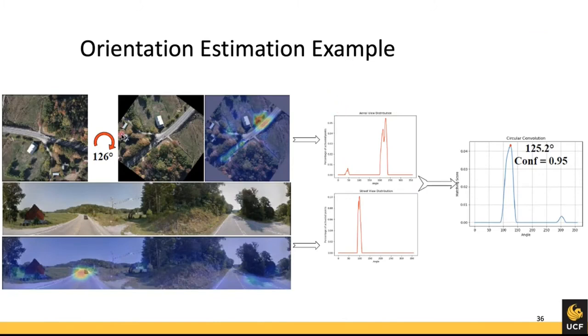For this example, we rotated the aerial view image by 126 degrees. Based on that method, we are able to estimate the rotation angle as 125.2 degrees, which is very close. And we also did some quantitative measurement on the whole data set, and we provide that result in the paper.